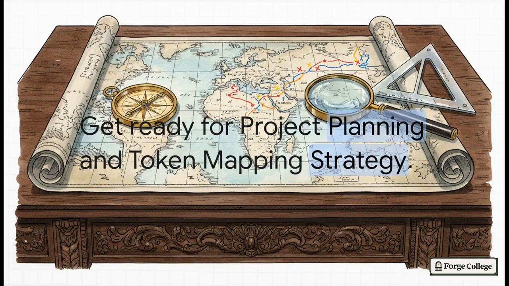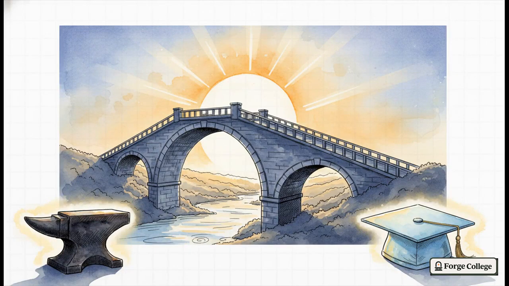So, what happens after you've built out this flawless checklist and a prioritized gap log? Well, it perfectly shapes your next step: project planning and token mapping strategy. Putting in the discipline now makes the actual execution phase of your capstone completely measurable and reviewable. You're going to know exactly what you need to build, what you need to fix, and what you need to prove. And that's a wrap for today's explainer.